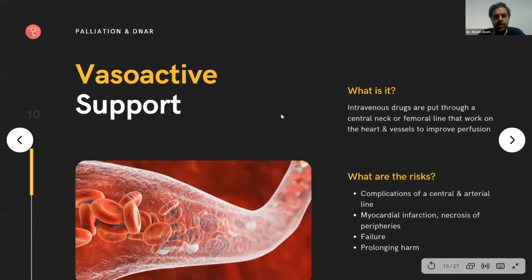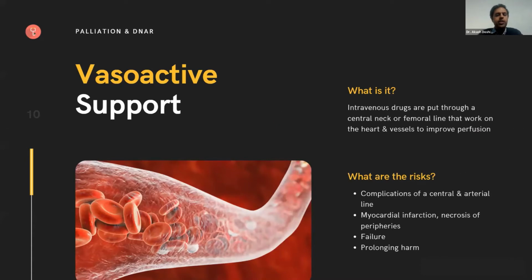In terms of the things that we offer in HDU or ITU, let's just go through them in a little bit more detail so you know what they involve. There's vasoactive support, often inotropic support, where we give intravenous drugs, usually through a central line. So that's often in the neck or the groin, the femoral line. And the idea is that it works on the heart and the vessels to improve perfusion by essentially squeezing them and making the heart work harder usually.